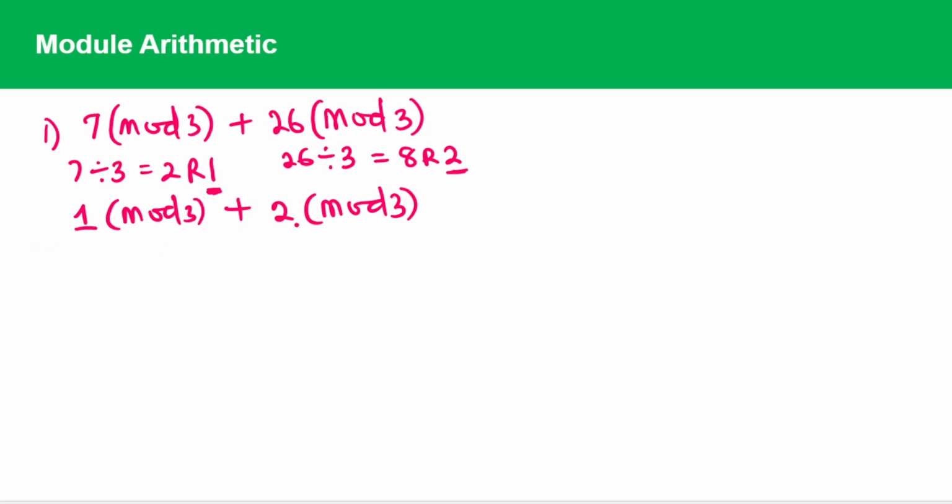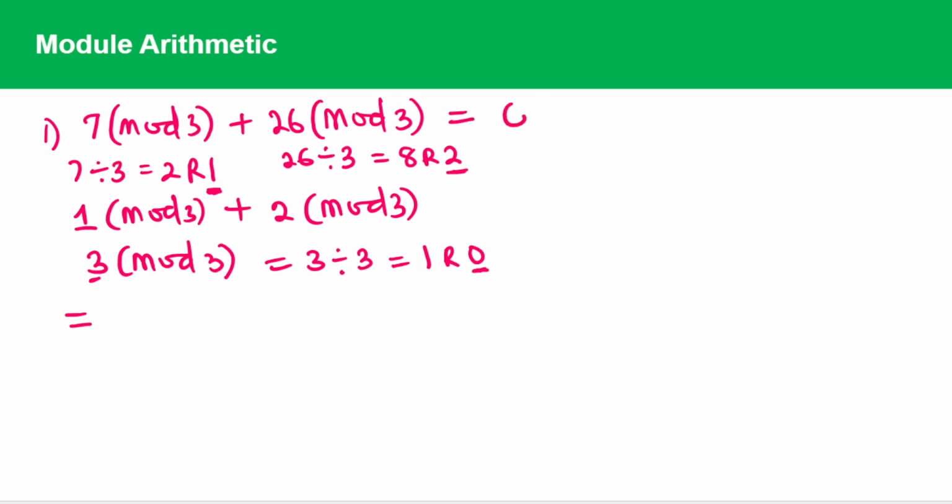Now we can add these two numbers together. So 1 mod 3 plus 2 mod 3 will give us 3 mod 3. Now if you look, the number here is the same as our mod, therefore we can simplify further. So we do 3 divided by the mod, which is 3, and that will give us 1 remainder 0. So the residue of 0 is our final answer. Therefore, this plus this is equal to 0 mod 3.